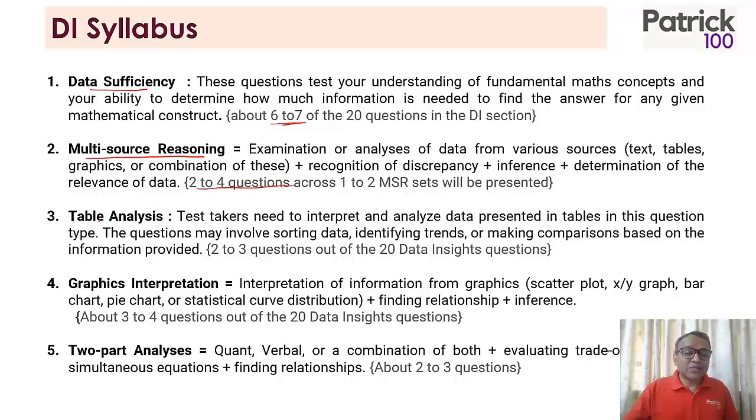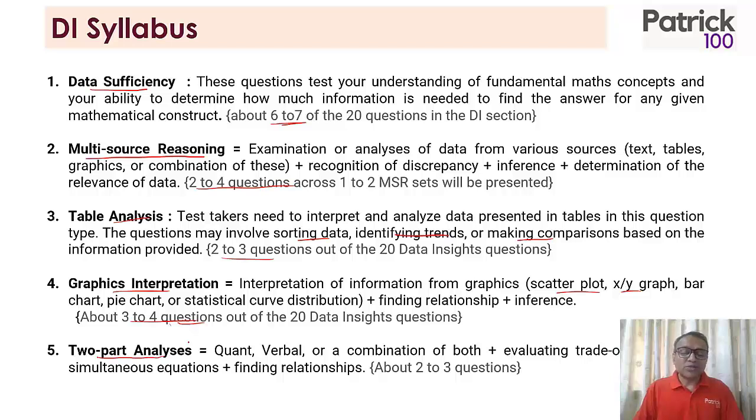Then you have table analysis. A table is given, which you can sort and modify based on any parameters given to you, and you have to look at trends, make comparisons, sort data, etc. Around 2 to 3 questions are based on table analysis. Then graphic interpretation. You will be given graphs, scatter plots, XY graphs, bar charts, and based on that you need to interpret and find relationships. Again, 3 to 4 questions from this.